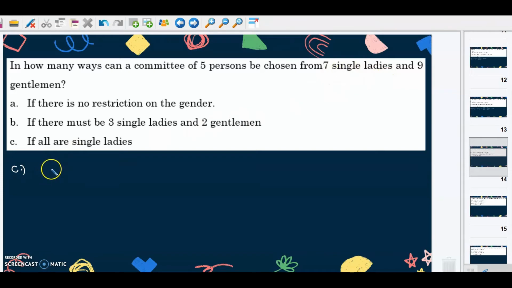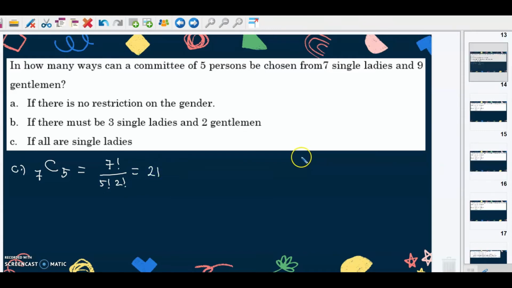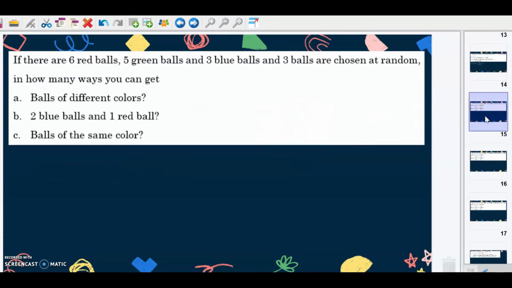So our solution now for letter C would be the combination of 7, since we have here 7 single ladies, and then we're going to choose all the 5 persons or all the members of the committee from these 7 single ladies. So that's why we have here 5. Then simplifying this, we will have 7 factorial over 5 factorial 2 factorial, which will give us 21. So we're done with our question number 4. Now let's go to our question number 5.